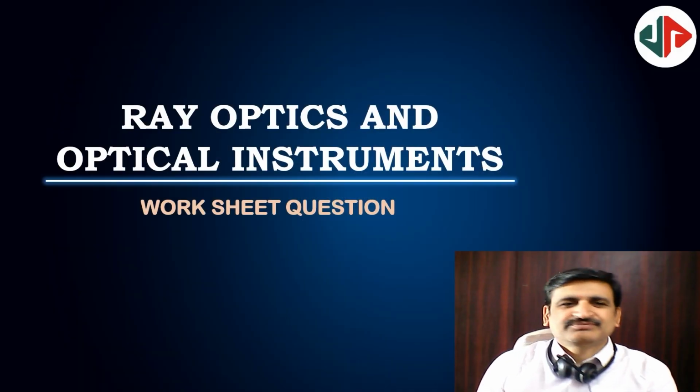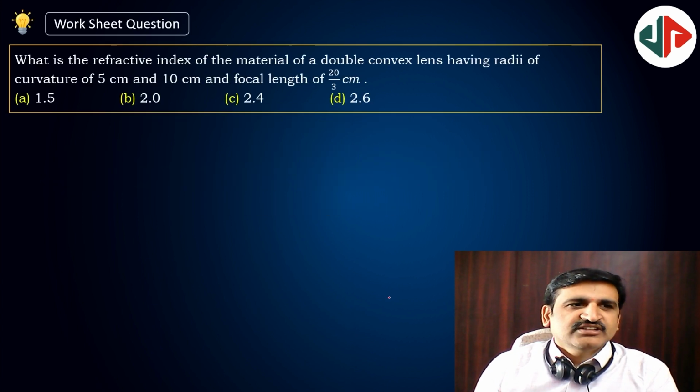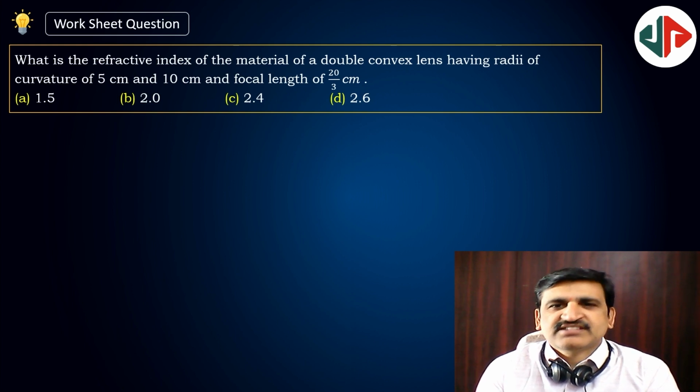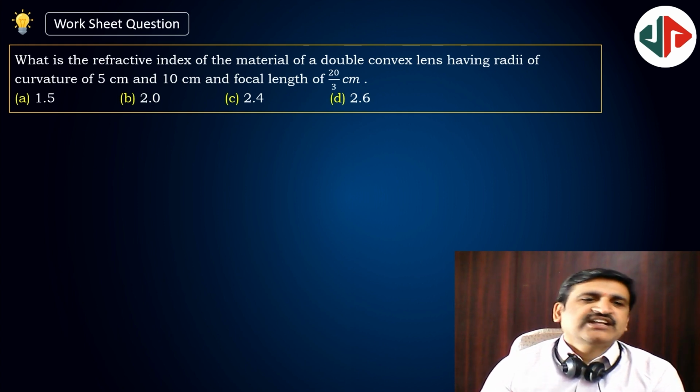Hello everyone. In this session we are going to discuss worksheet questions based on ray optics and optical instruments. What is the refractive index of the material of a double convex lens having radii of curvature 5 cm and 10 cm and focal length of 20 by 3 cm?